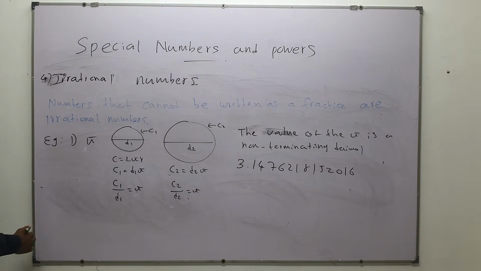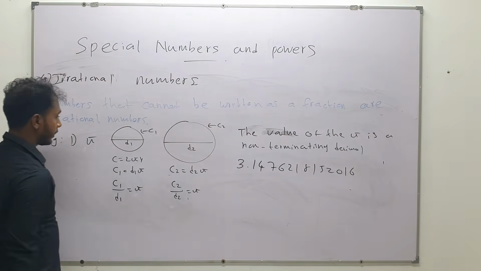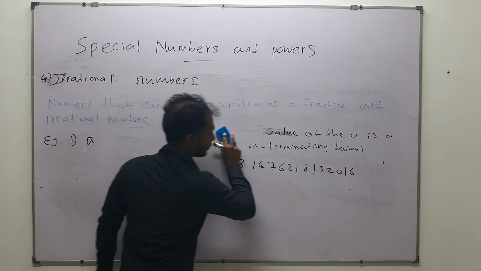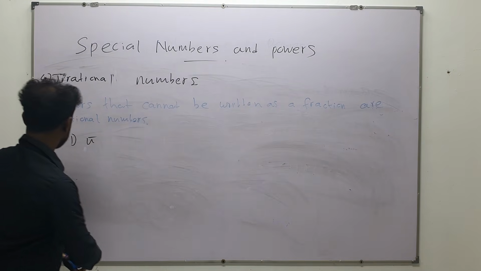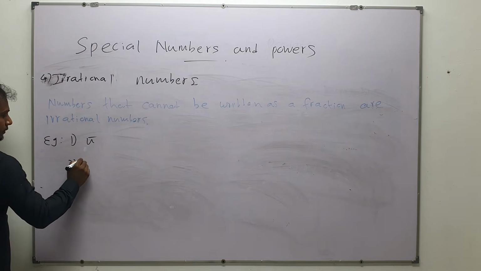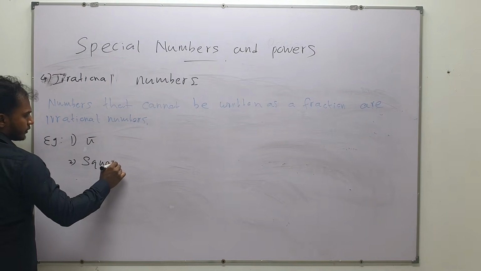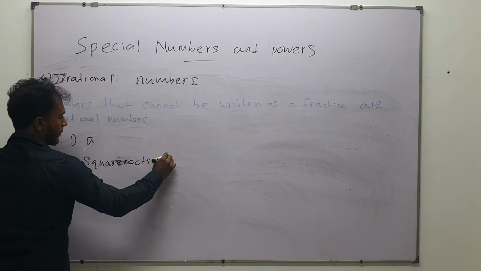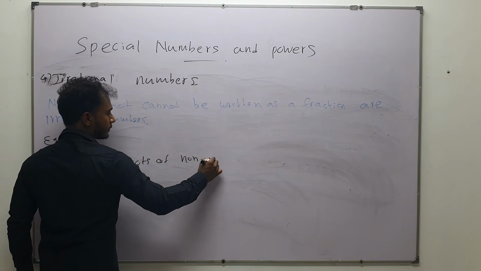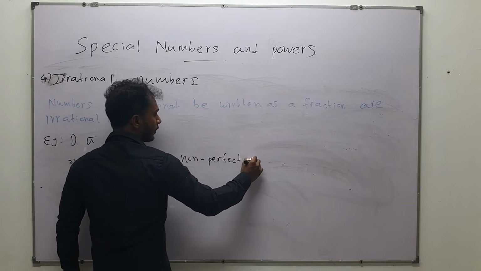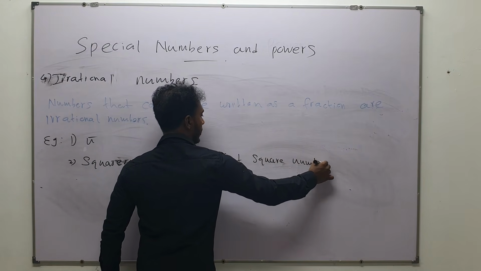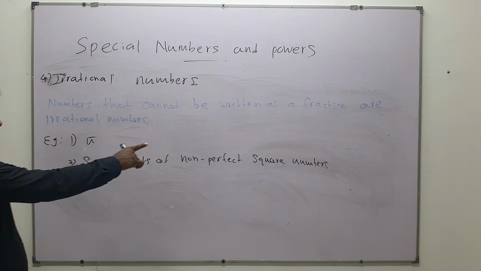Okay, the second example. I will be erasing this part. All right, so I will keep the pi only here. The second example is square roots of non-perfect square numbers. Non-perfect square numbers. I will give you a couple of seconds to think what this means.